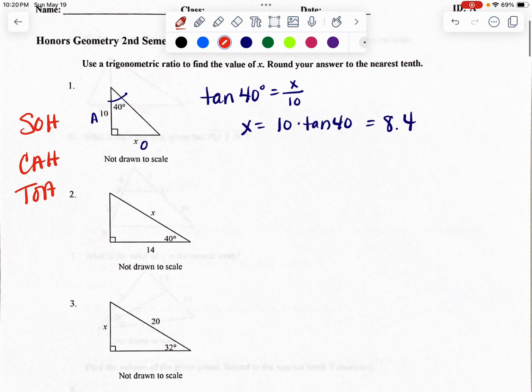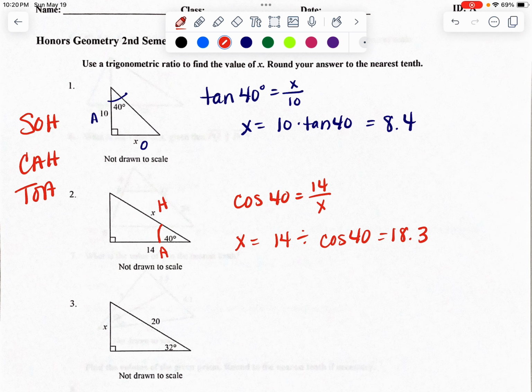Number 2, the angle is here. X is the hypotenuse regardless of where the angle is. Remember, the hypotenuse is always across from the right angle. 14 is the adjacent leg, so adjacent hypotenuse would be cosine. So that's going to be the cosine of 40 is the adjacent over the hypotenuse. This time our unknown is in the denominator, so we know from whenever we did this in class that's going to result in division actually. So 14 divided by the cosine of 40. And I get 18.3 for that one, rounded to the nearest tenth.